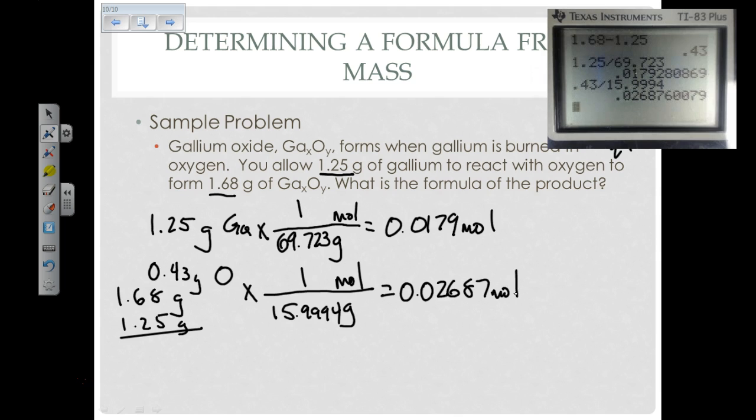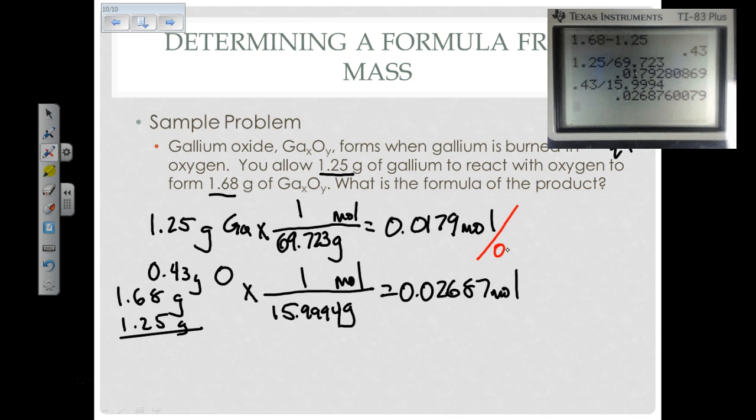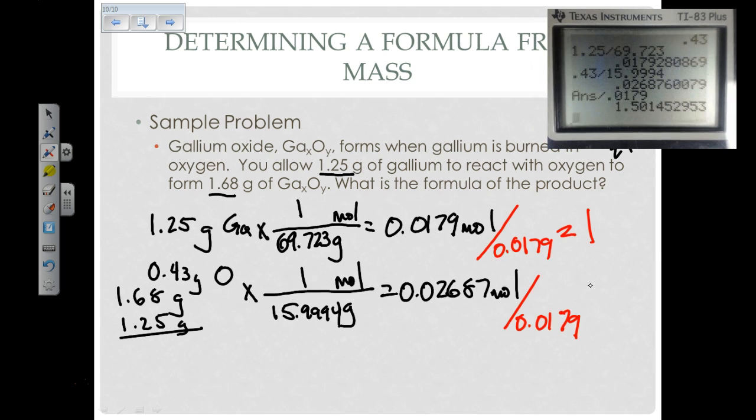And so now we take the smallest of the two, okay, let's see, 0.02687, 0.0179, and now we're going to divide this by the smallest, 0.0179. 0.0179 divided by 0.0179 is 1. Remember, you're always going to have a 1, at least for now. Okay, now I'm going to take this and divide this by 0.0179. And now out of this you get 1.5.